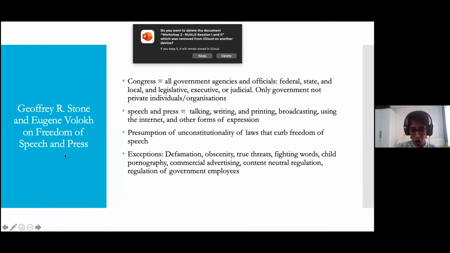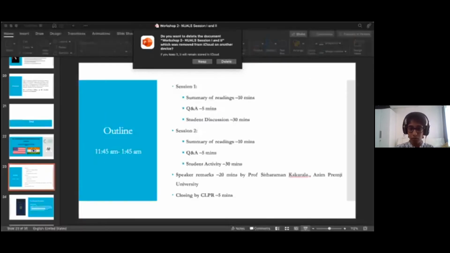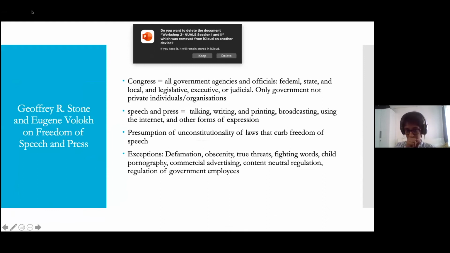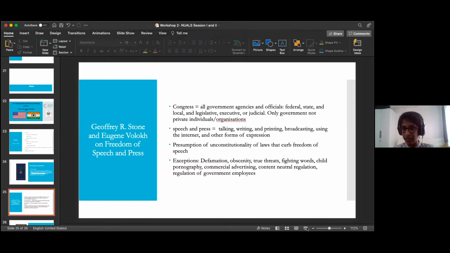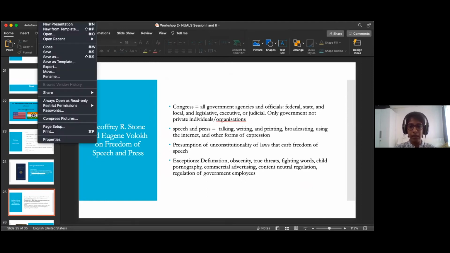And child pornography is unprotected. And as for commercial advertising, laws that regulate misleading commercial advertisements are considered unprotected forms of speech. So this is the broad framework. When it comes to these unprotected categories, the presumption of unconstitutionality of laws sort of fades away, and then you would have to prove that the speech does not fall within these exceptions. So this is broadly the American context.